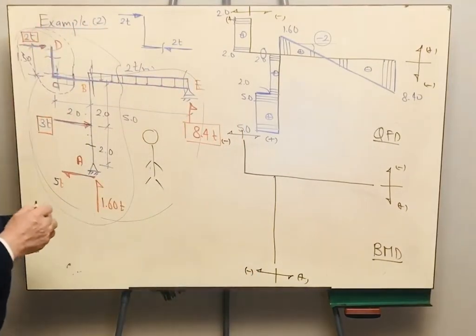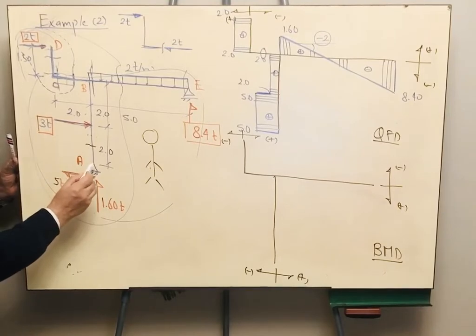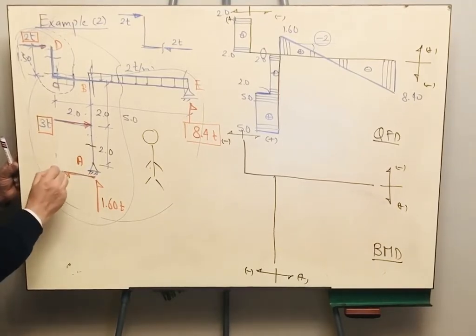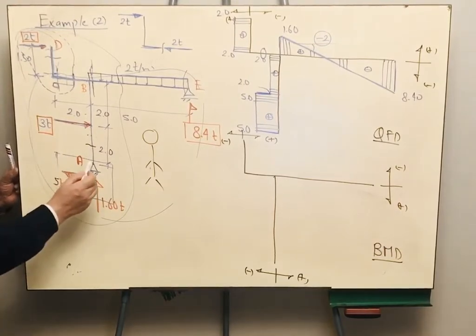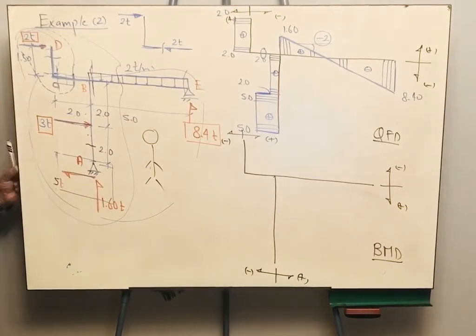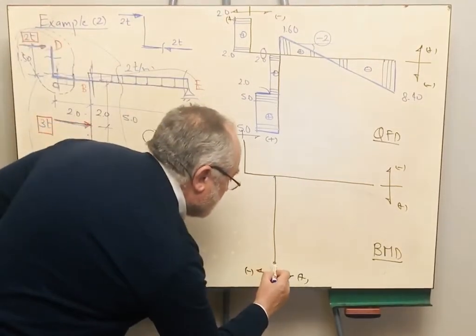Okay, let me start with point A. If I want to determine the bending moment at point A, I will isolate this point here like this. I will take a cut section and take the lower part of the frame. I have nothing. The force is passing through the point and the vertical reaction is also passing through the point. This means that the bending moment here is equal to 0.